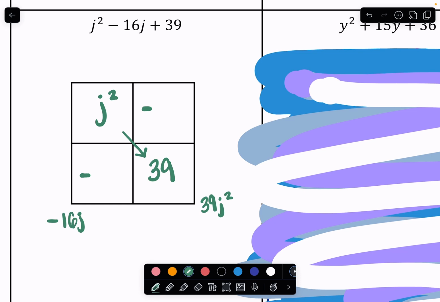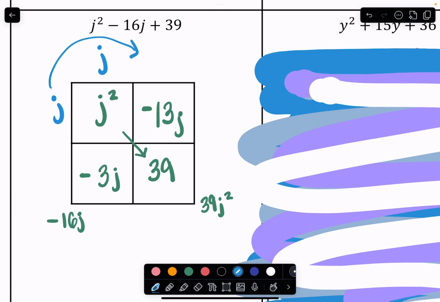Now this negative 16 tells me that both of these values must be negative because my last value is positive. We have to play a little puzzle game here. Now I know that 39 doesn't have too many factors. 39 is divisible by both 3 and 13. So in these boxes, I would put negative 13j and negative 3j. Now I have to identify my greatest common factor. And then think, okay, j times what number is negative 13? That would be negative 13, and this is negative 3.